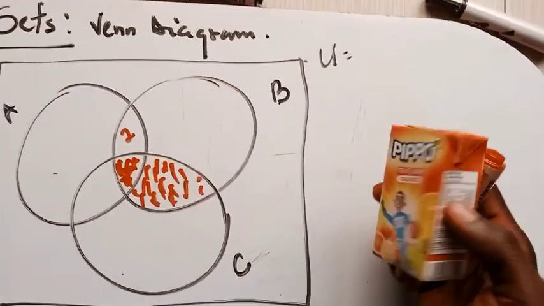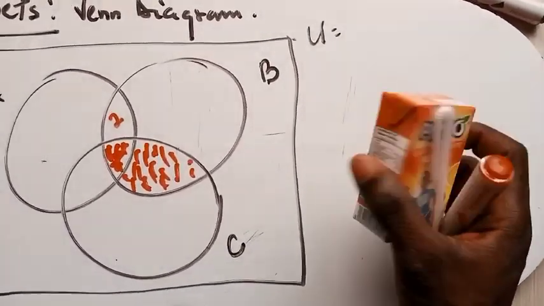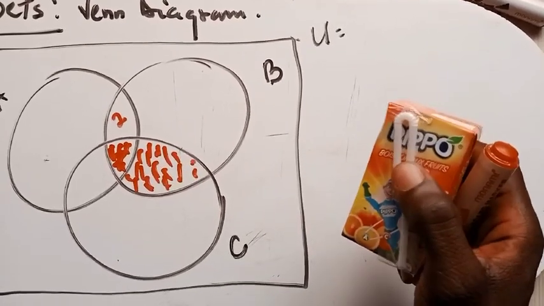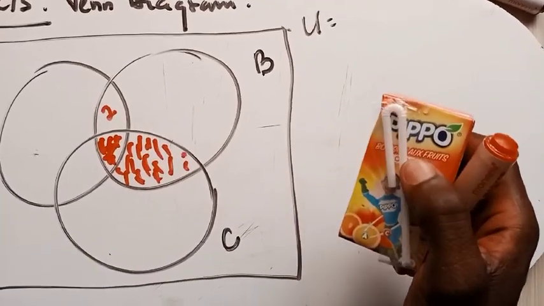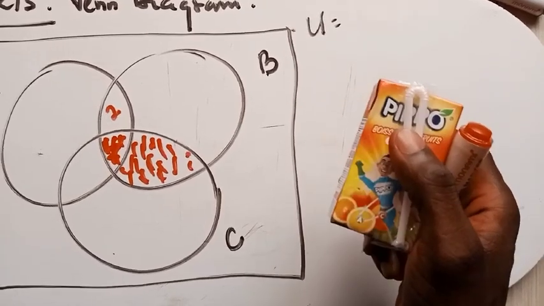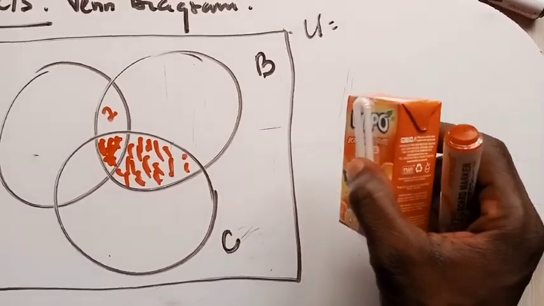Now, you see this beautiful thing here. I mean, this is a drink, right? So this is a drink. I don't know the name. If I get that correct, is it pipe or people? So something like that. I don't know which one is correct.